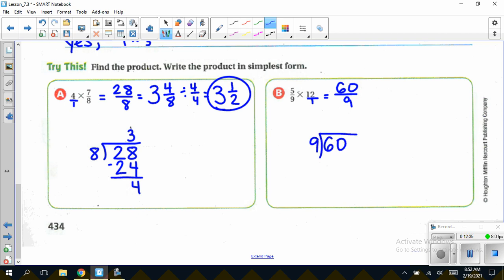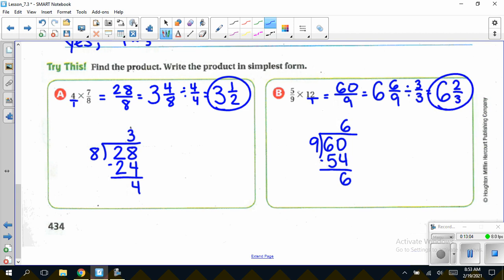9 goes into 60 6 times. 9 times 6 is 54. Subtract, that leaves me with 6. So my mixed number is 6 and 6/9. Again, I notice that this is not in simplest form, so I am going to go ahead and divide both of them by 3. So when I divide them both by 3, I have 6 and 2/3 for my final answer.